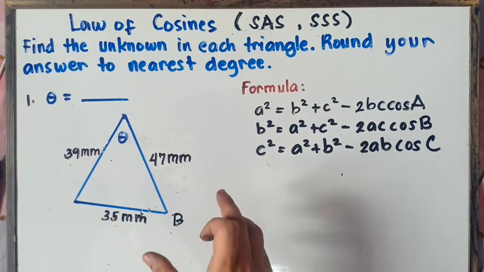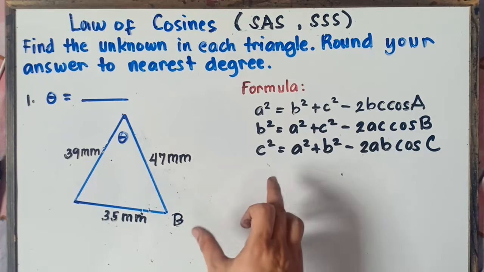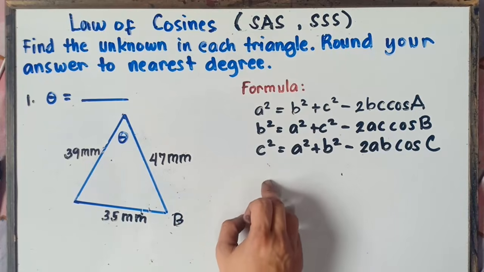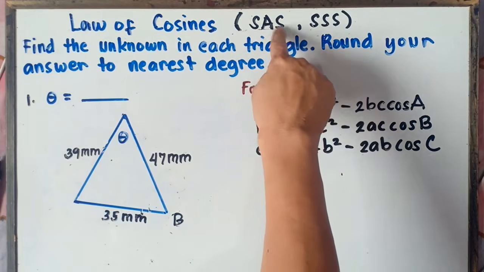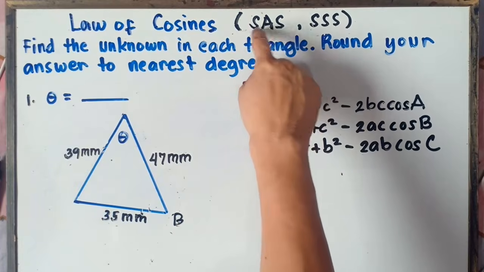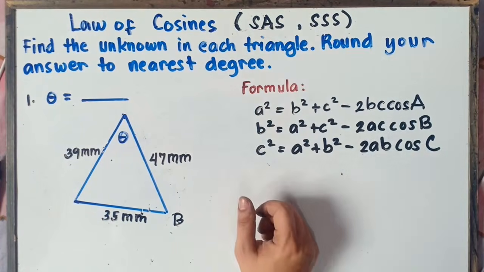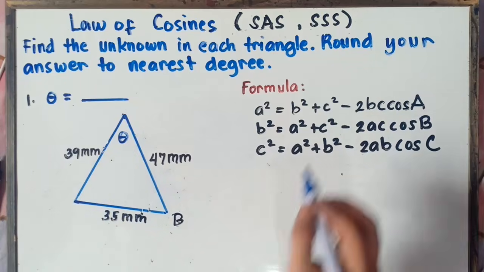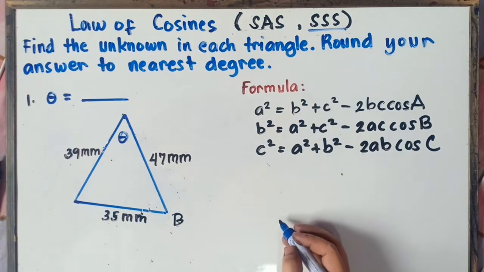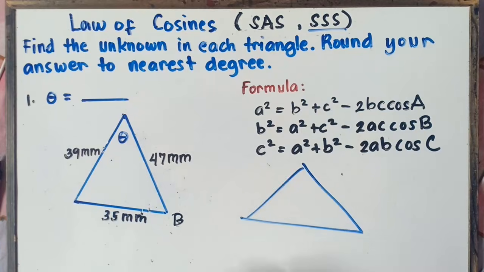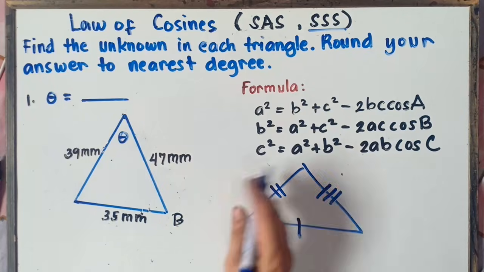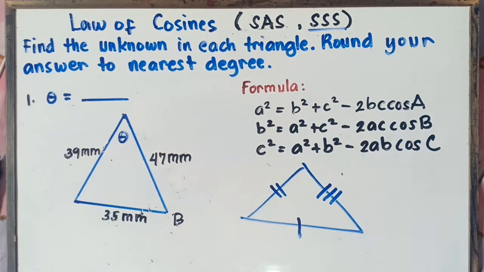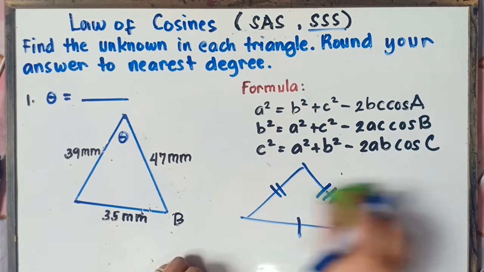Now, this is already part 2 of our video. In part 1, we solved the law of cosines using SAS, given two sides and one included angle. The angle is in between the two sides. In today's video, we'll be focusing on SSS, given three sides. For example, I have a given triangle with three sides given. Given three sides, that would be SSS.